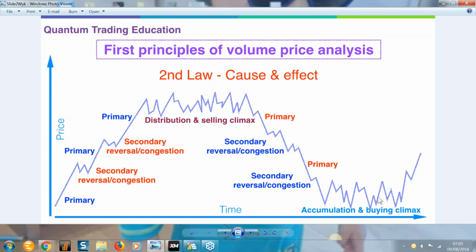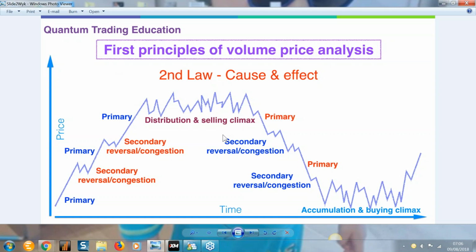Now, what David and I have done is we have taken this a step further, and that is we have named, if you like, different parts of this price cycle to try and explain what the market state is during a distribution and selling climax. What you have is congestion, but you have congestion with a lot of volatility.